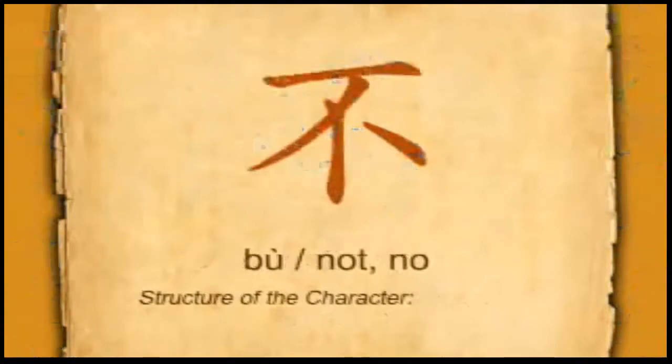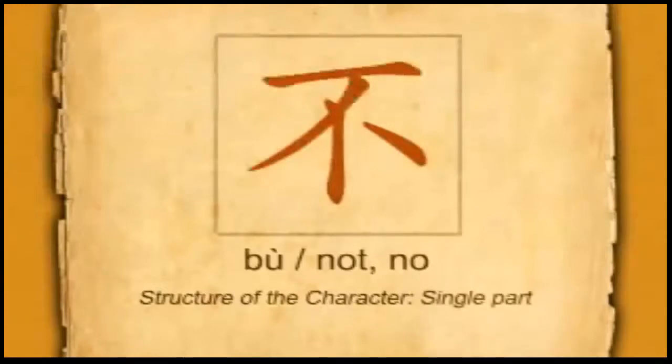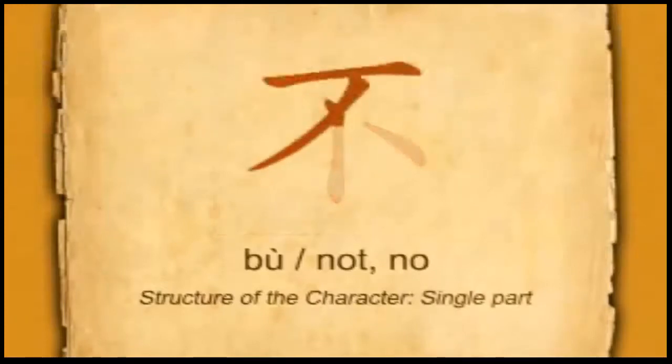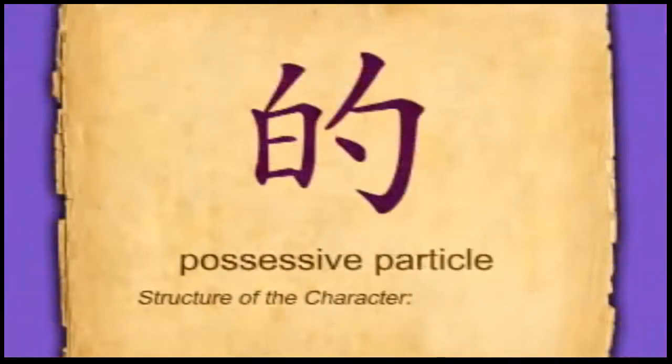Next, look at 不, meaning no or not. Is the structure of 不 single part or compound? 你知道吗? It is single part. How many strokes does 不 have? 不 has 4 strokes. Our last character is 的.